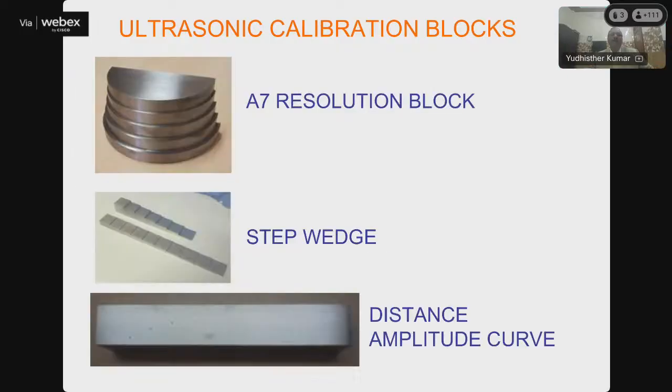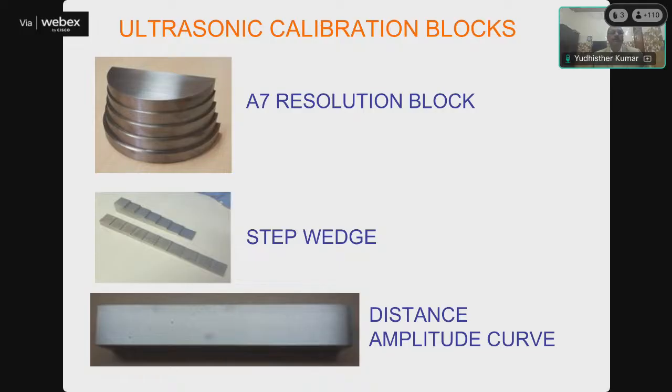These are resolution blocks. When we want to resolve two defects that are very close together, we use the resolution block to set up and evaluate, to confirm whether our system is able to resolve these two defects or not. So the resolution block is used.